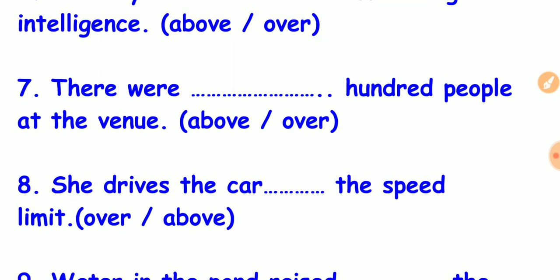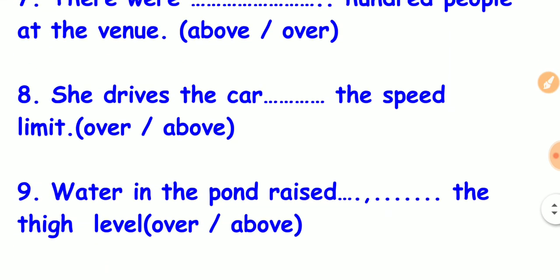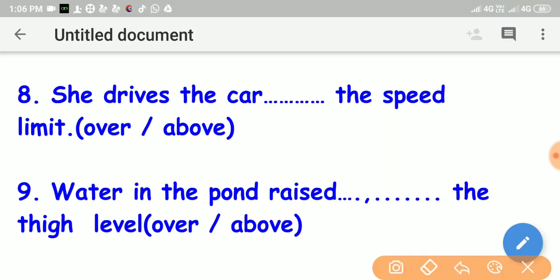Next, let us discuss the eighth question. She drives the car above or over the speed limit. So, my dear friends, she drives the car above the speed limit is the most suitable answer for this. And the last question, but not least, let's have a discussion on the last question. Water in the pond raised dash the thigh level. Which is the correct answer? Above the thigh level is the right answer, my dear friends.